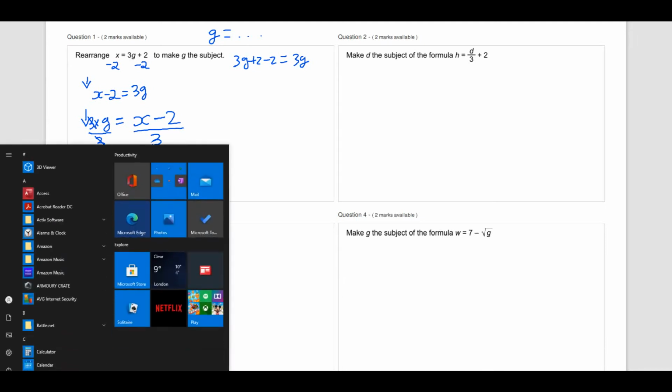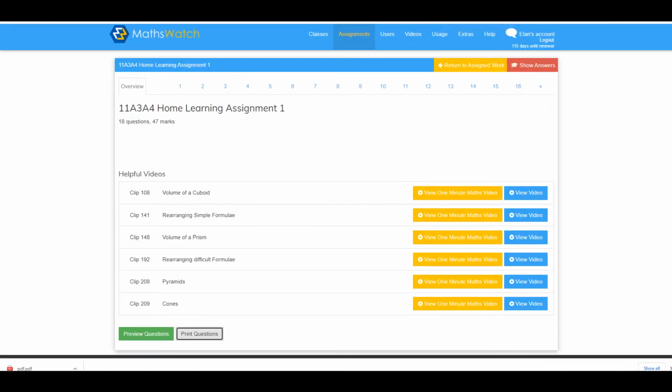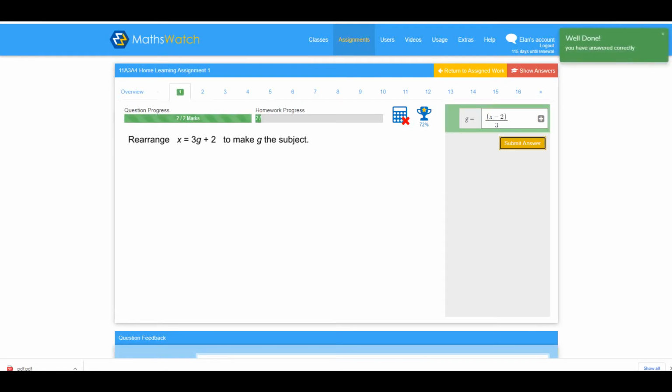So, to show you how you'd put that into Maths Watch, let me just show you how we'd put it in. So we'd put x minus 2 over 3. The way you could put that in on Maths Watch would be bracket x minus 2 slash 3, like that. Oh, sorry, that's really embarrassing. That should be x minus 2 over 3. There we go. Sorry. And then it gives you out.